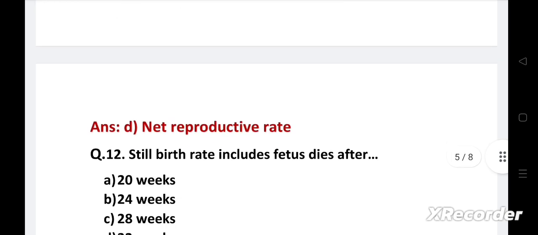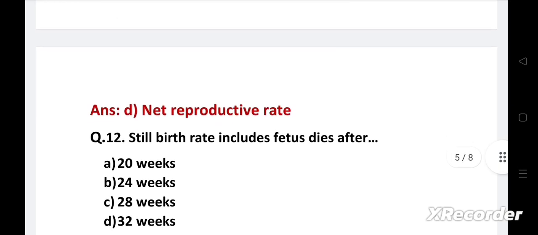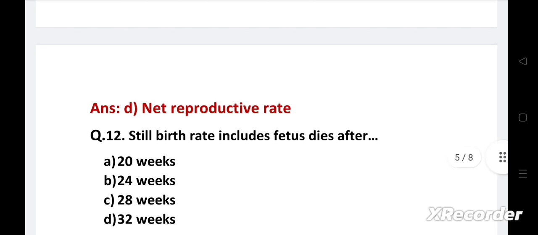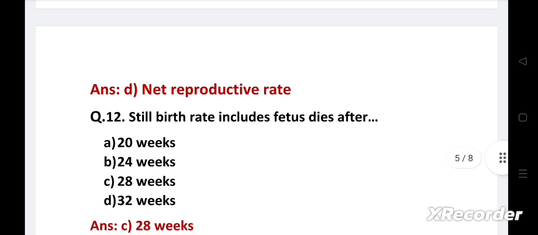Next question. Stillbirth rate includes fetus dies after option A, 20 weeks. B, 24 weeks. C, 28 weeks. D, 32 weeks. Right answer is option C, 28 weeks.